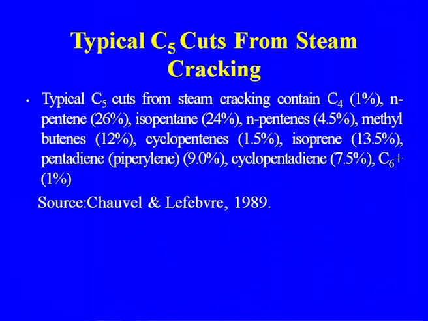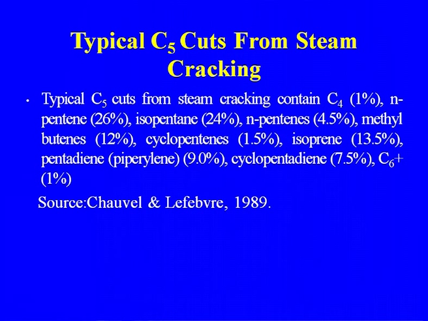This is the typical composition of the C5 cuts, and here you see the percentage of the isoprene around 13%. That will vary, 8 to 13%, that may be there. Cyclopentadiene is also there, because now there is a solvent that we are using, the cyclopentadiene dissolvent that we are using. So, the importance of the cyclopentadiene at the same time iso.